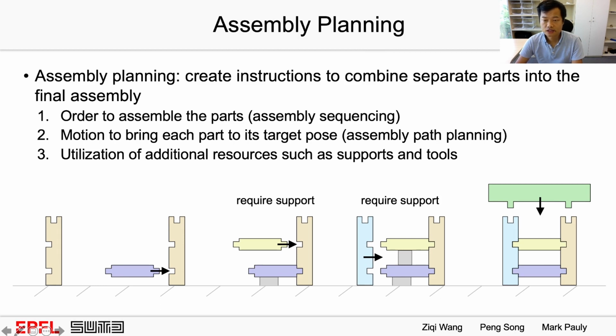Third, utilization of additional resources for the assembly process, such as supports and tools. Look at this intermediate assembly. The blue part is held by using a support. Similarly, we use a support to hold the yellow part in this intermediate assembly.